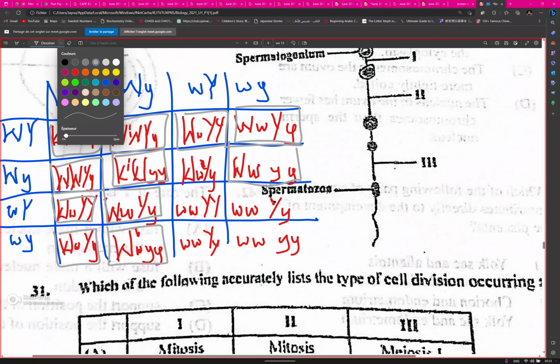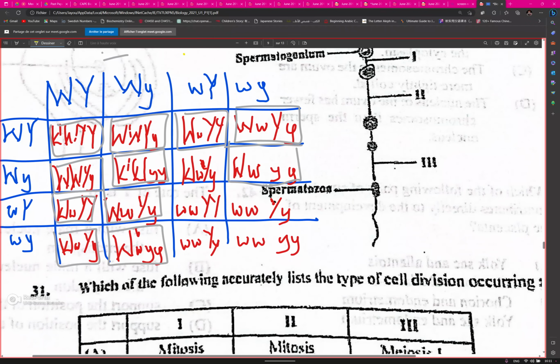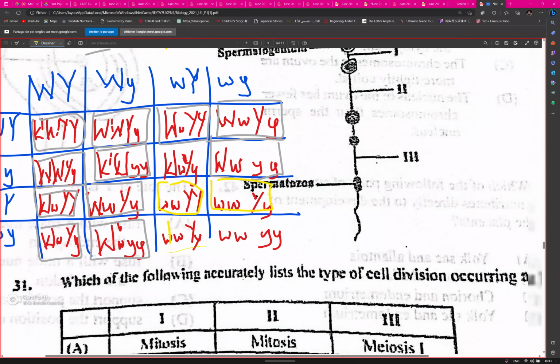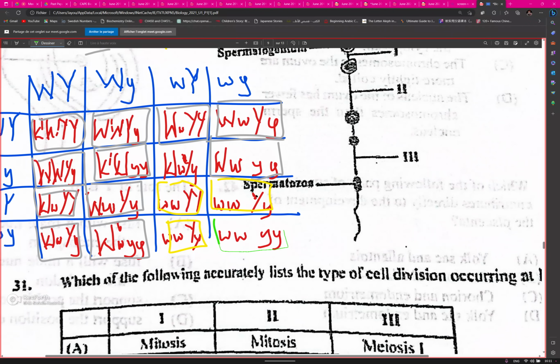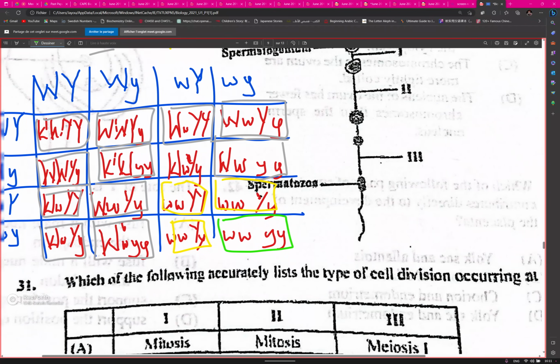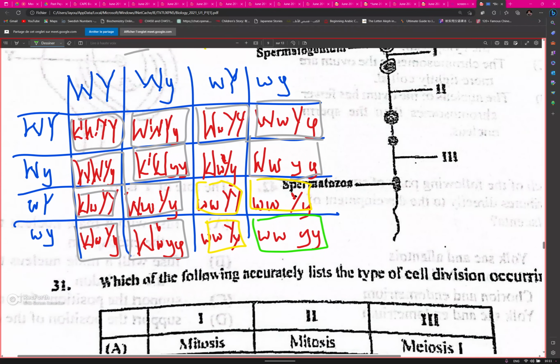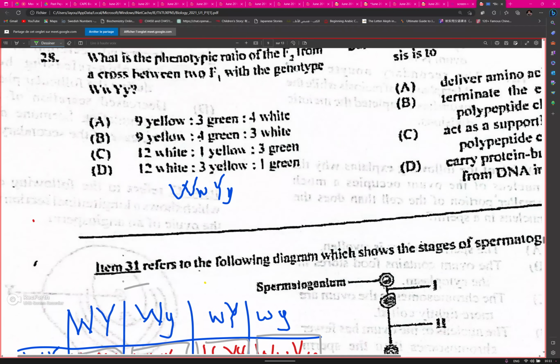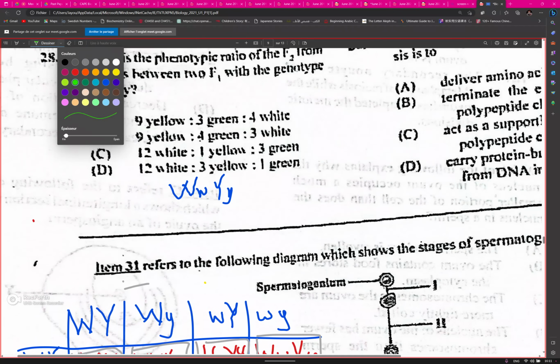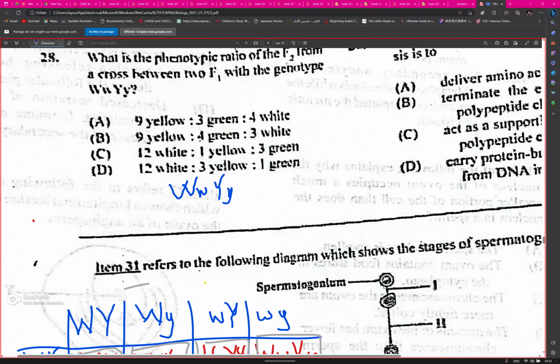Interesting. Right, how many yellows do we have? Capital Y gives yellow. So how many yellows do we have? 1, 2, and 3. And how many greens do we have? 1. Any issues with this? That means that D is the answer.